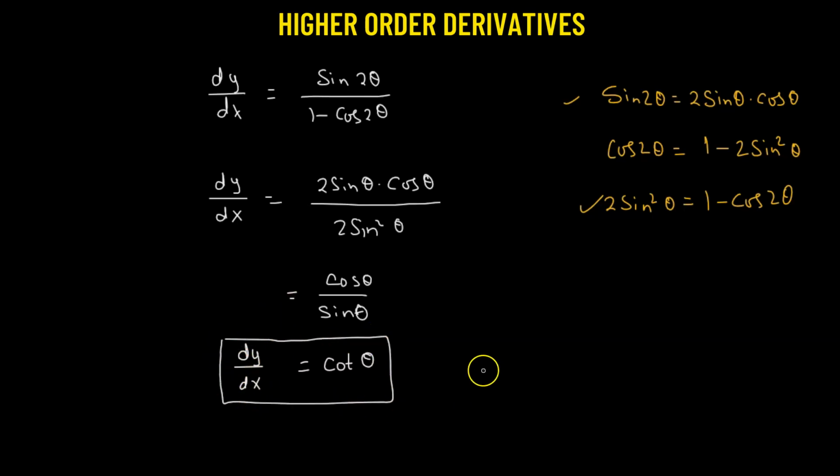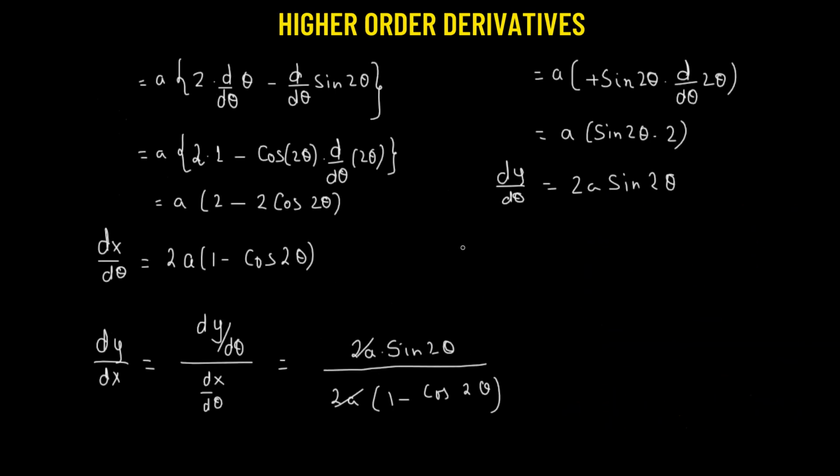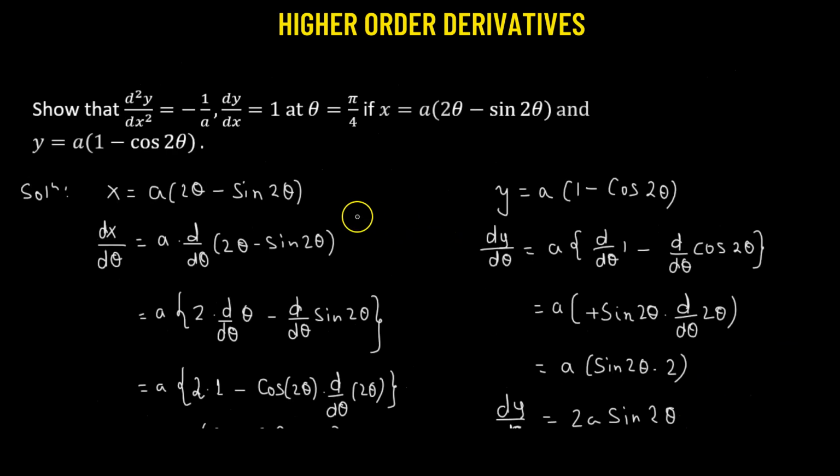Fine. Now we can find the value of dy over dx at theta equals pi over 4. All we have to do is replace the value of theta with pi over 4, such that we have cotangent of pi over 4, and this value is equal to 1. Right, and this was what we were asked to prove, that the first derivative of y with respect to x equals 1.